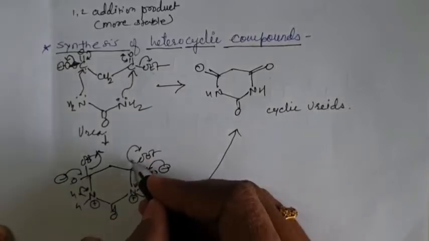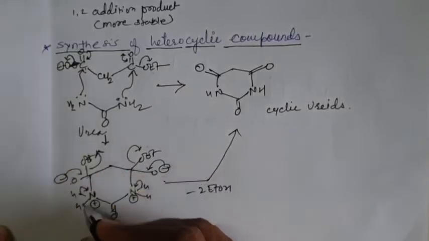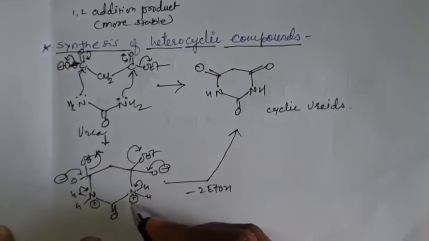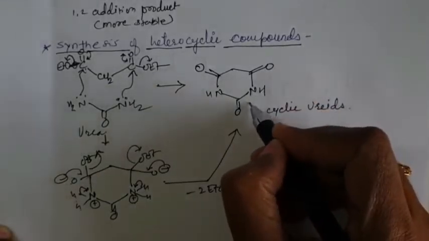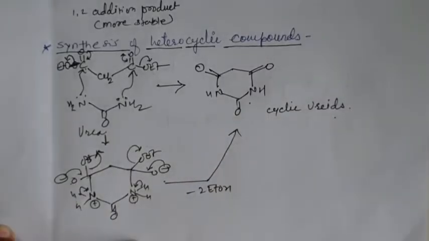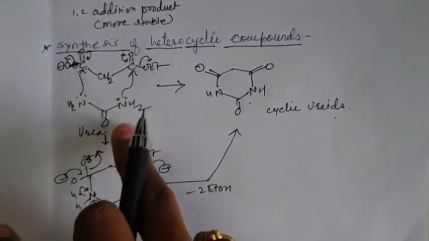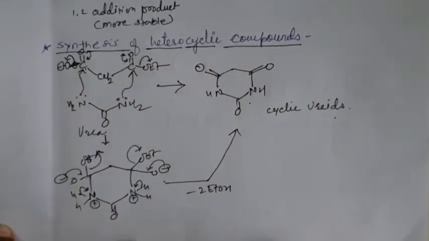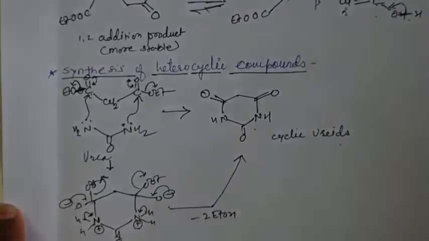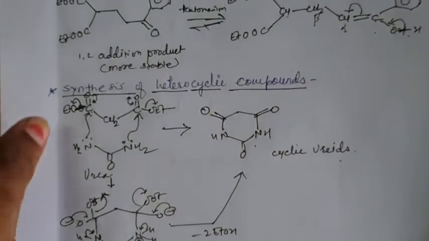When it comes back, OEt leaves. It comes back, OEt leaves. And there is a loss of a proton from the nitrogen atoms. Both the protons are lost, and the positive charge on the nitrogen atom vanishes. So the next compound we formed is this one, which is called a cyclic ureide. So cyclic ureides can be synthesized from diethyl malonate and urea, and this reaction is very useful for the synthesis of heterocyclic compounds. Okay, the next synthesis is the synthesis of substituted furan derivatives.